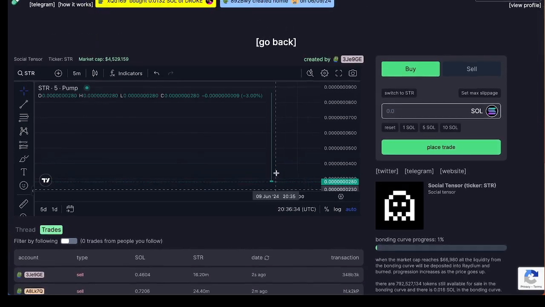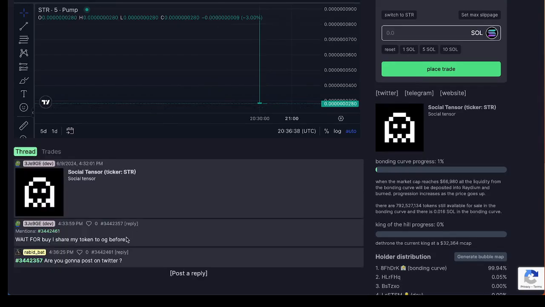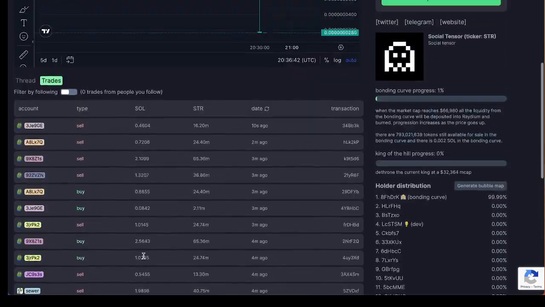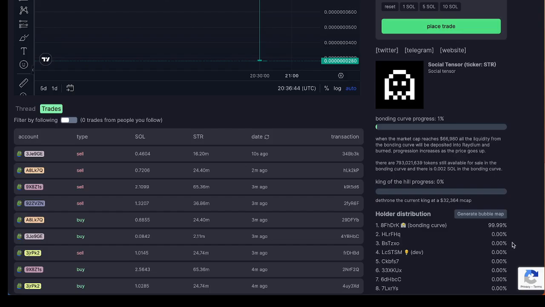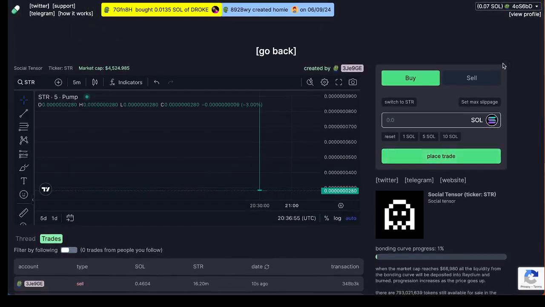So like I said, guys, first thing to do, look at whether there are too many posts here. Look at whether there are more trades here. Look at whether the dev sold, you can see here. That's what I'm talking about. He sold everything. You see he's 0%. When you see the dev at 0%, don't even bother looking at this project.